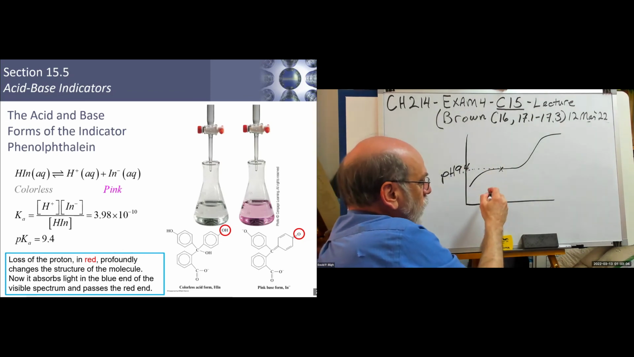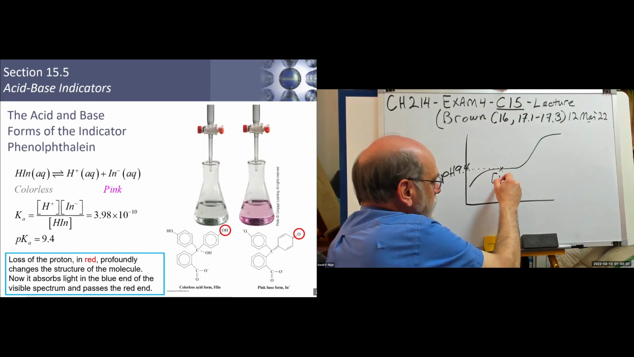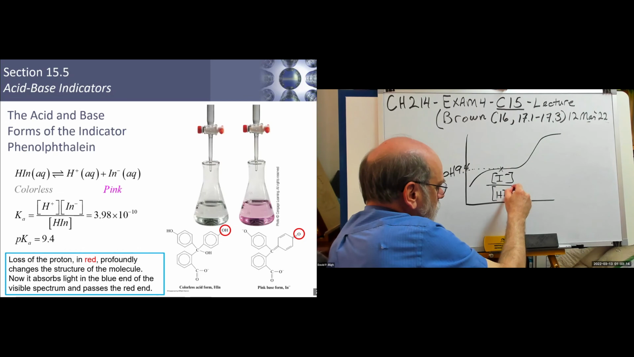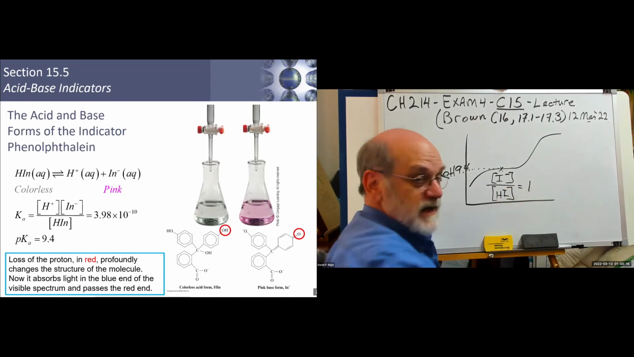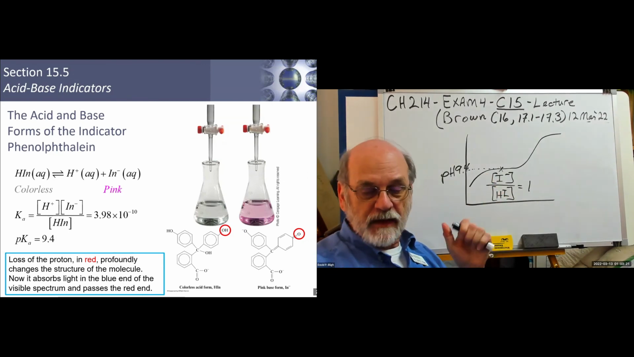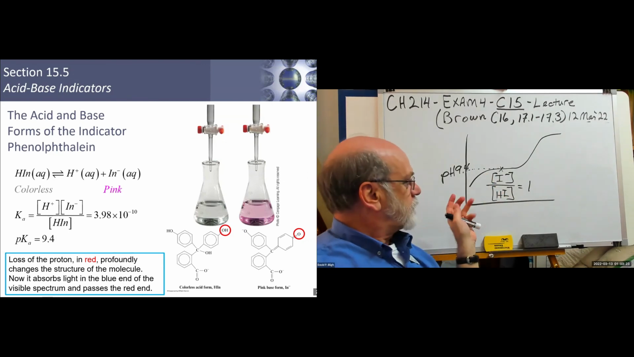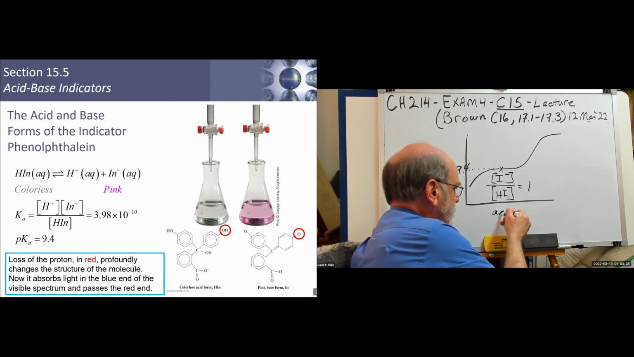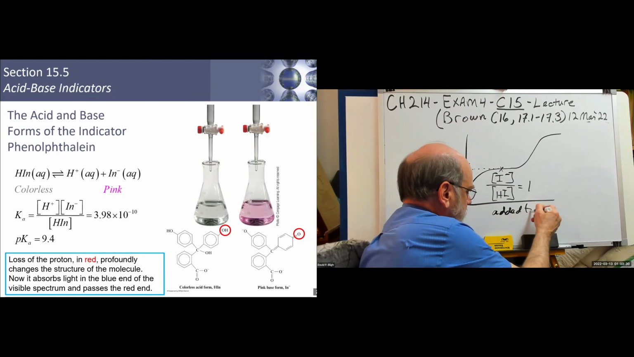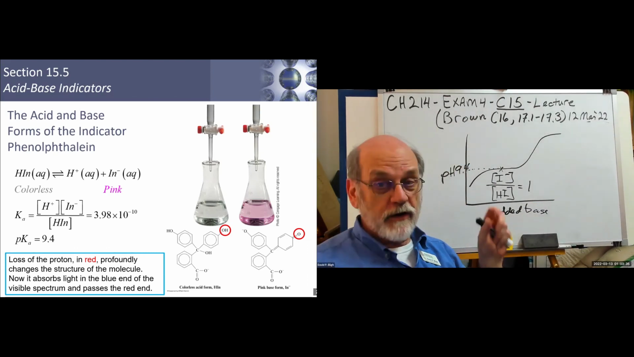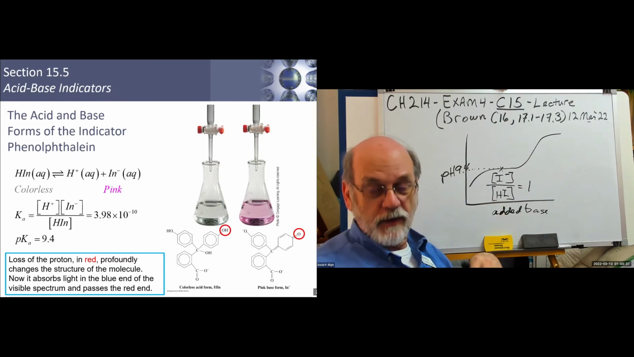At 9.4, this ratio is equal to 1. You have equal amounts of these two, right? So when you keep adding base in our titration, we've got another reaction going on at the same time, the reaction of interest.